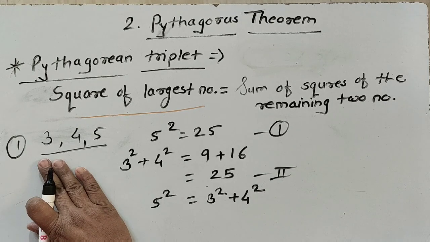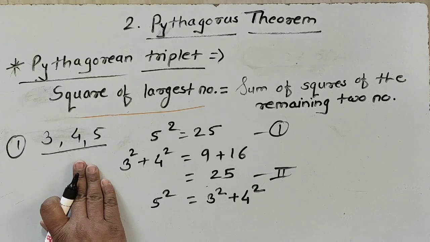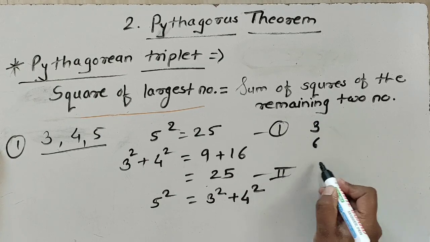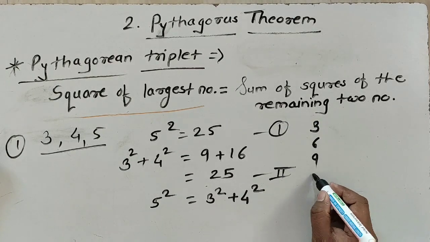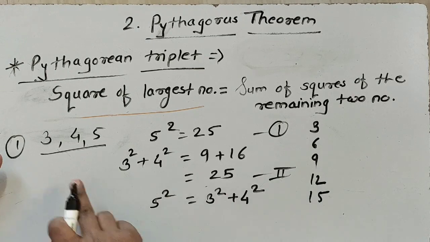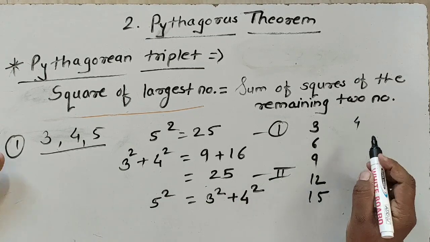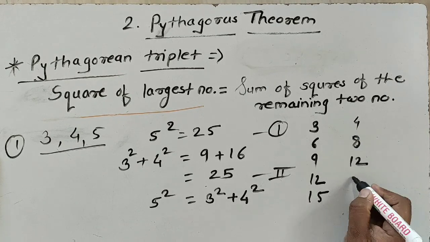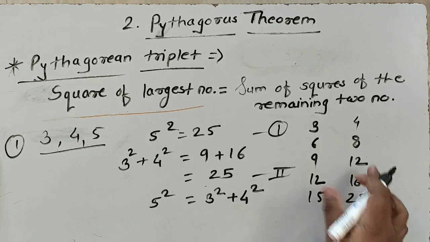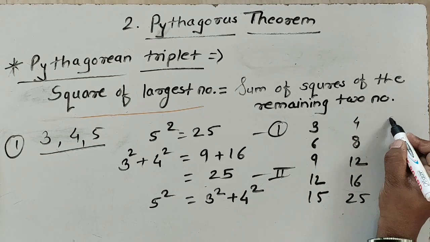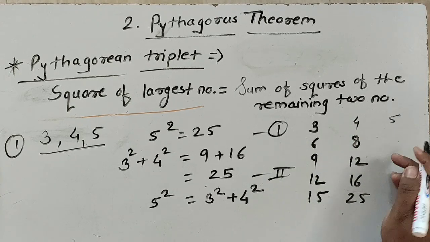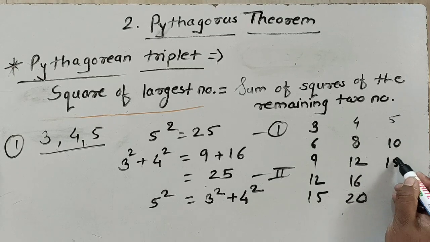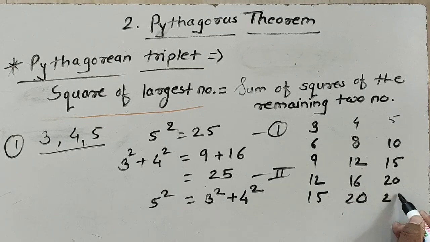Now if you follow the 3, 4, 5 triplet, all the numbers which are in the table of 3: 3, 6, 9, then 3 4s are 12, 3 5s are 15. After that the 4th table: 4 2s are 8, 4 3s are 12, 4 4s are 16, 4 5s are 20. You continue this table as it is. Then 5: 5 2s are 10, 5 3s are 15, 5 4s are 20, and 5 5s are 25.